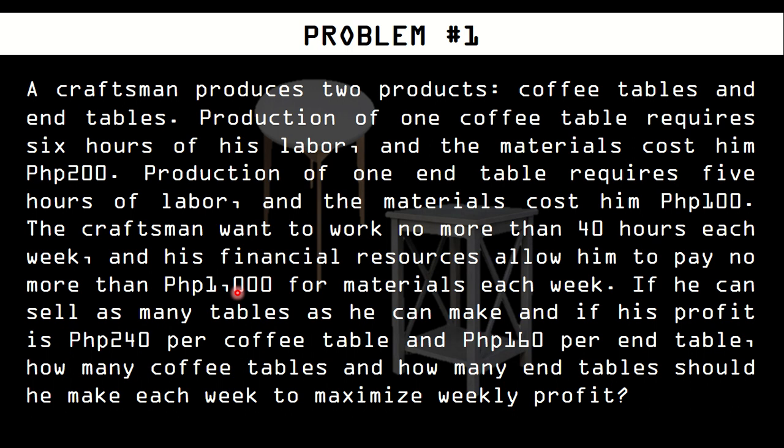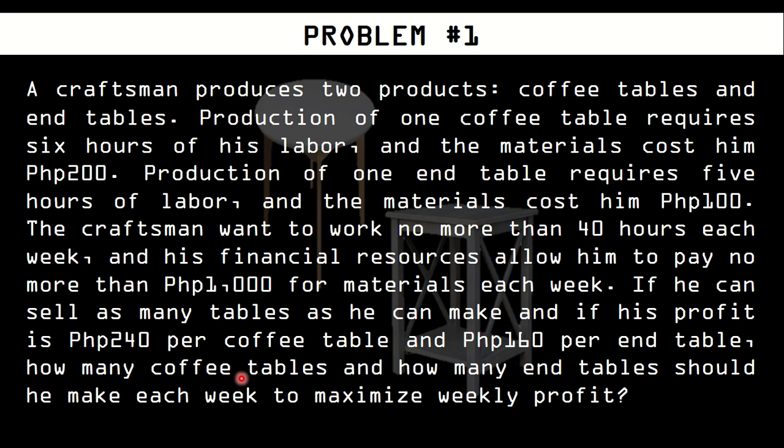Okay, so in this situation, first we need to recognize the independent variables in our problem. For you to easily identify that, all you need to do is to look at the given question at the end. Okay, so here we have the question about the quantity.